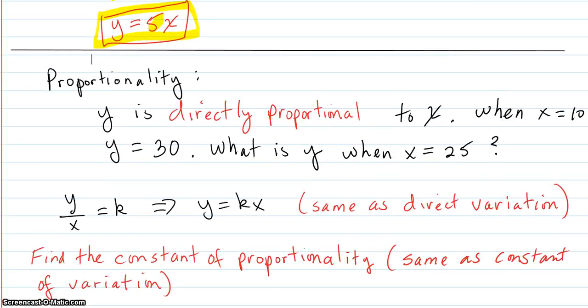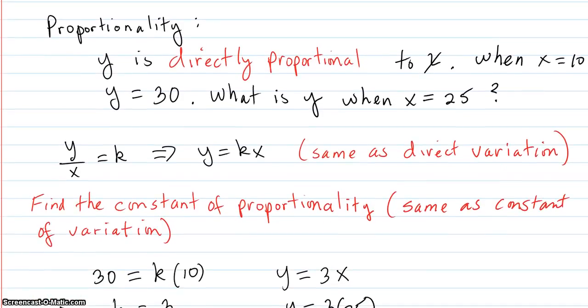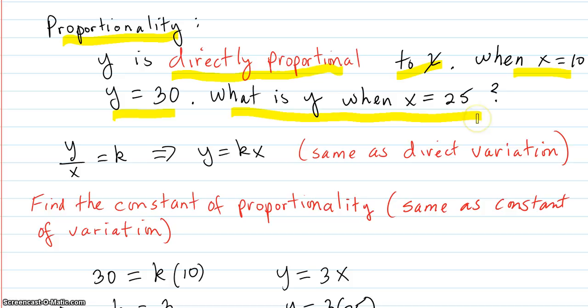Now here's talking about proportionality. Things being proportional. So y is directly proportional to x. When x is 10, y is 30. What is y when x equals 25? Sounds like the previous problem, and it is actually.